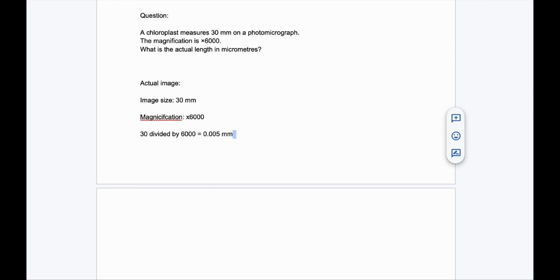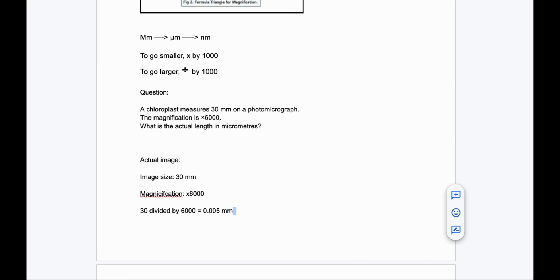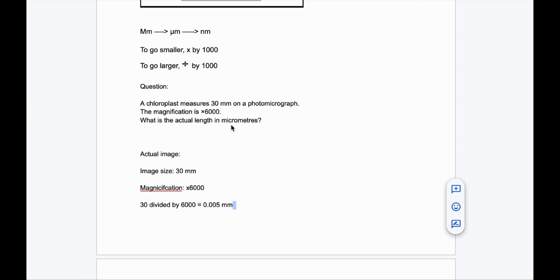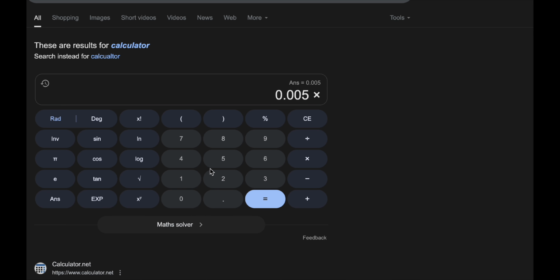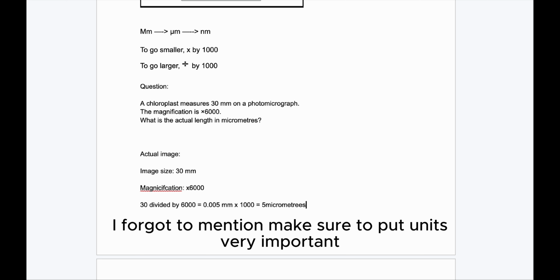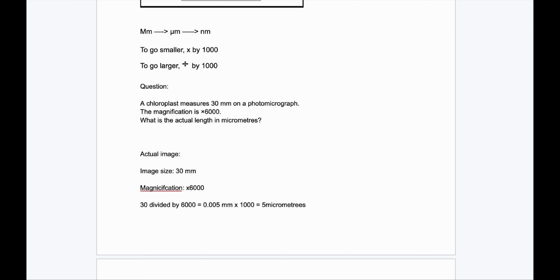So what are we going to do? Okay, remember, to go larger we divide by 1,000, and to go smaller we times by 1,000. So we're trying to go from millimeters to micrometers, so it's to go smaller, so we're going to times this by 1,000, and that gives us 5. So the answer to this question is 5 micrometers. You don't write it like that, obviously you use the upside down H weird sign. So that's it for this topic. This is fairly easy. Just remember the formulas and how to convert, and that's it for this.